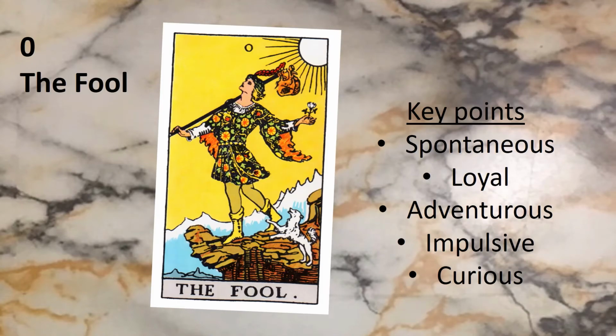So the first card of the Major Arcana is the Fool, and represented with the digit 0. The Fool is spontaneous. He is a loyal character, and that's quite often represented with a dog that is in the image of the card. He has a sense of adventure. He's a little bit impulsive, which sometimes makes him a little bit naive. There is a curiosity about him, which makes him eager to go on adventures, try new things, and approach things with a really positive attitude.